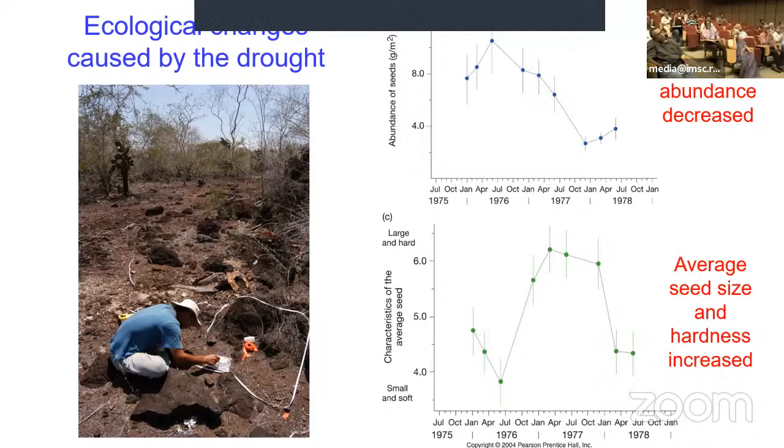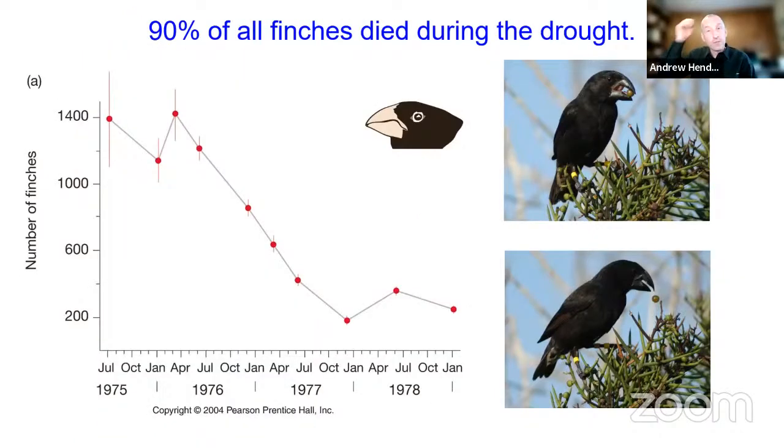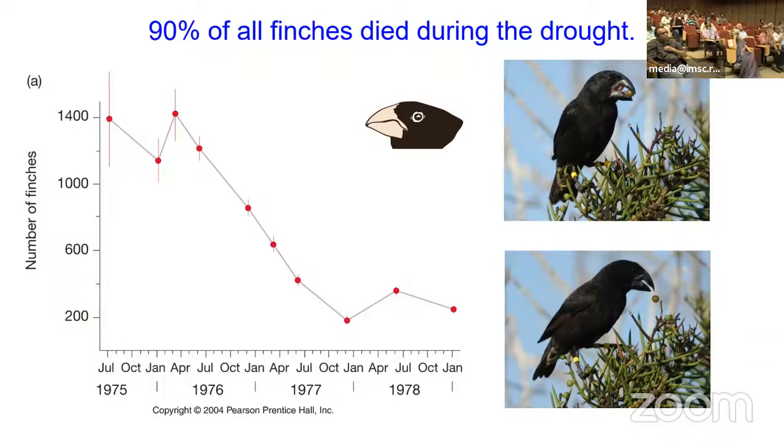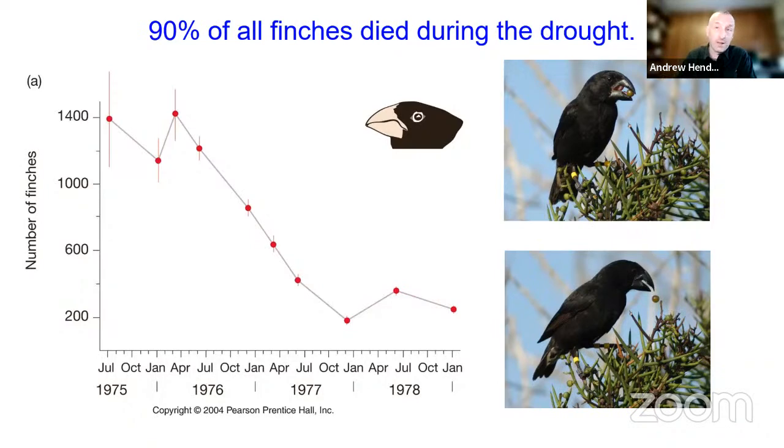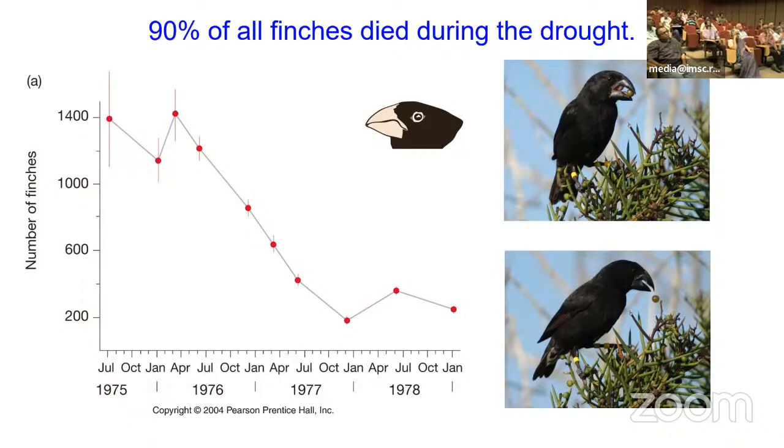So during this period, because of these limited resources, you saw a massive decline in the number of birds that were present. So during that drought, 90% of all the finches died. There was no reproduction of the finches that was occurring, just mortality of the adults. So the question is, who was living and who was dying? Was there something about their traits that allowed some individuals to live and others not to live?